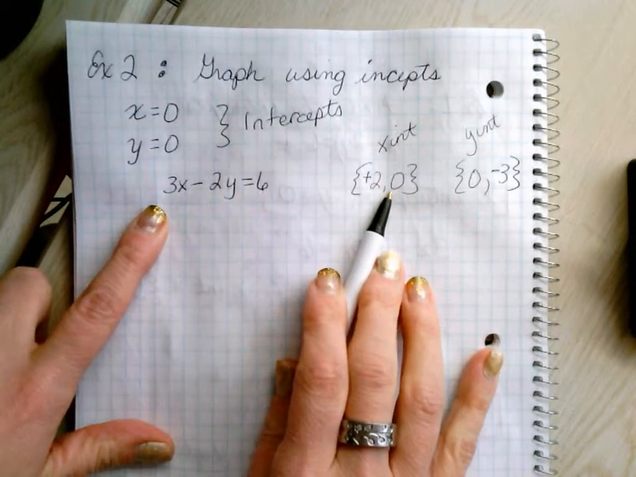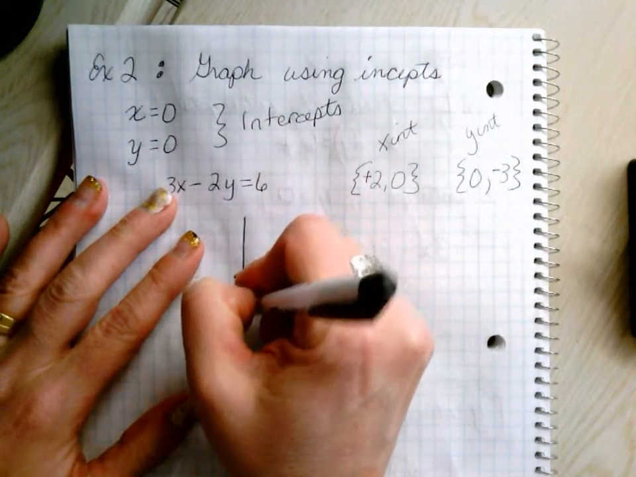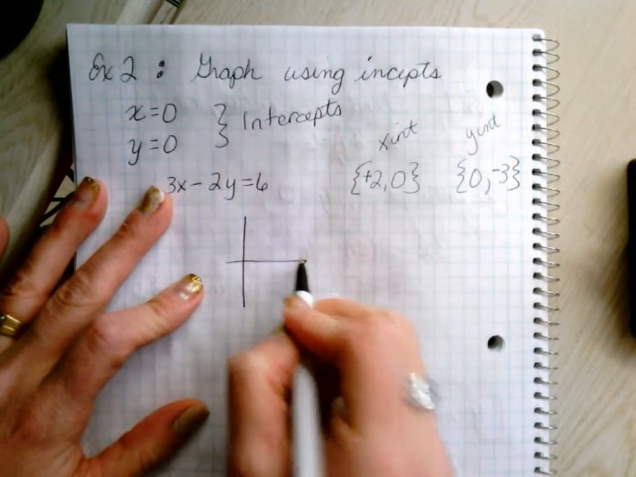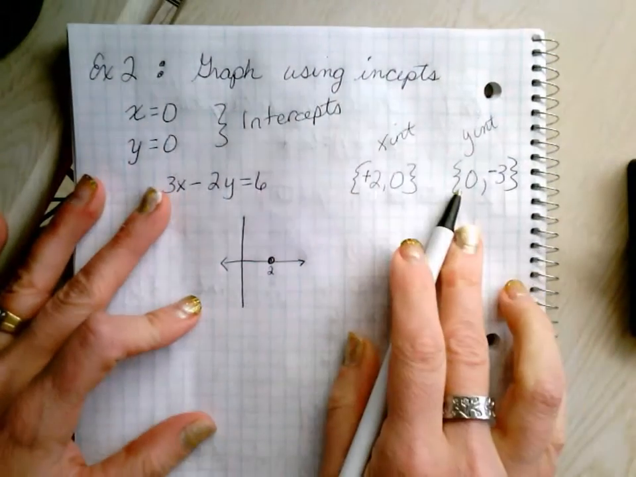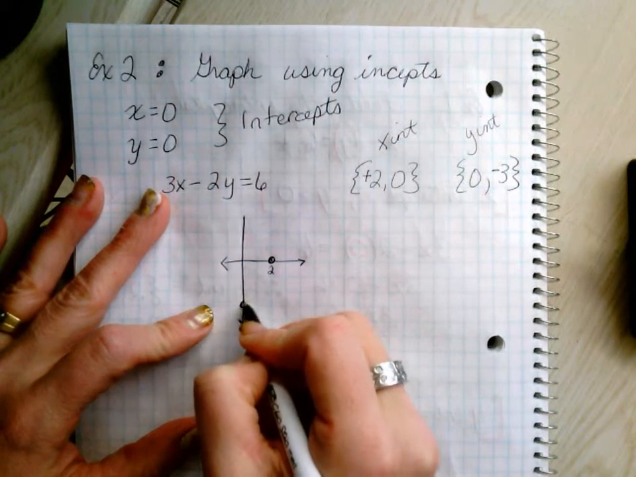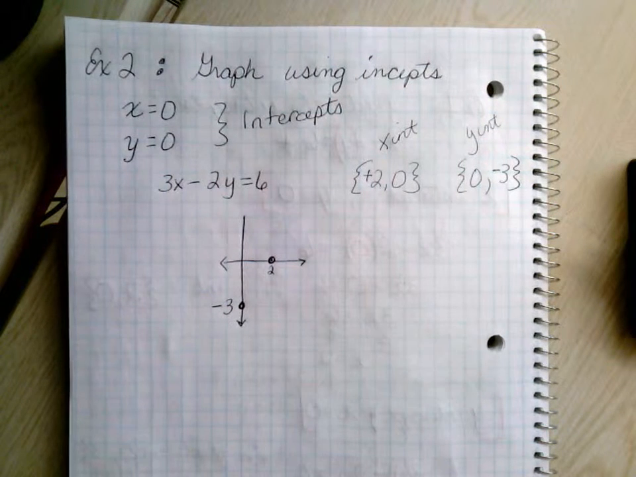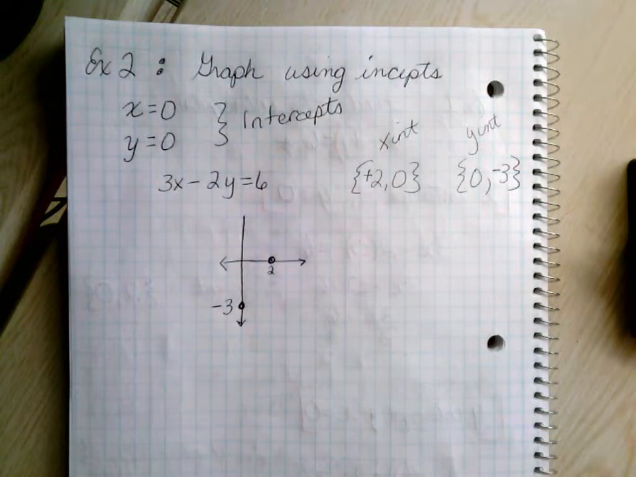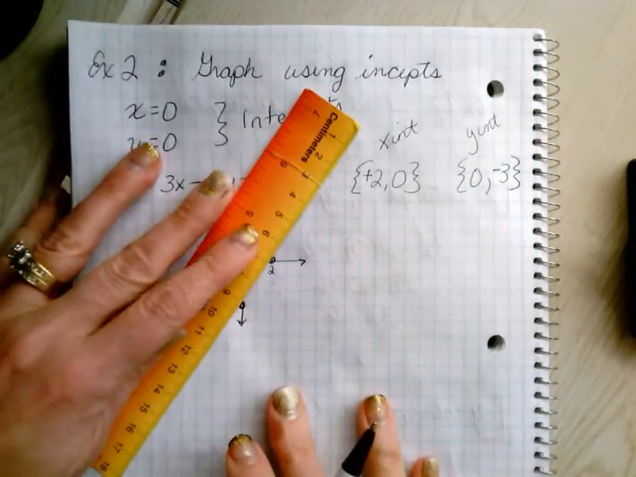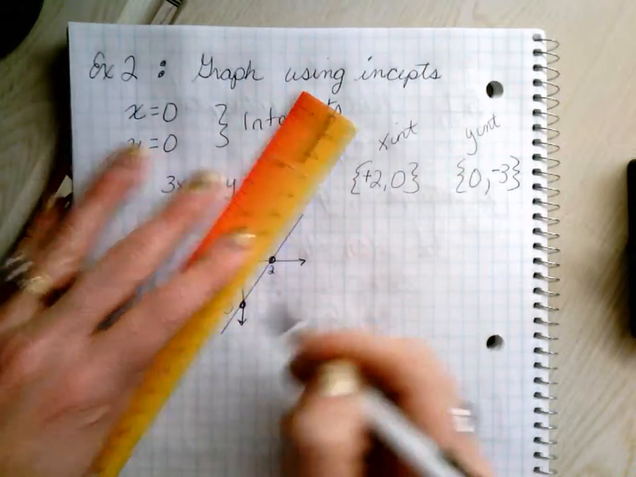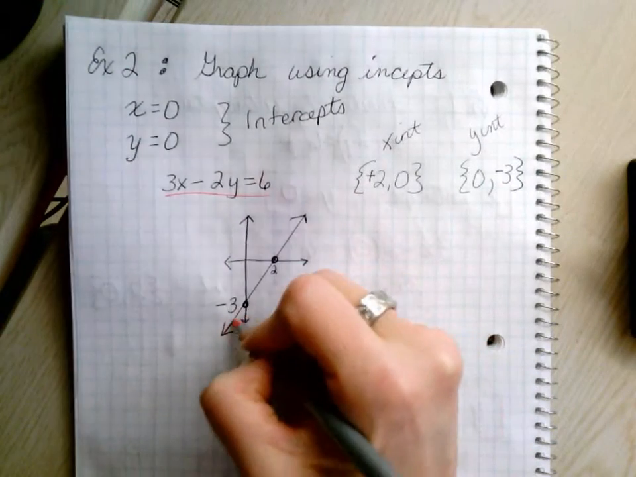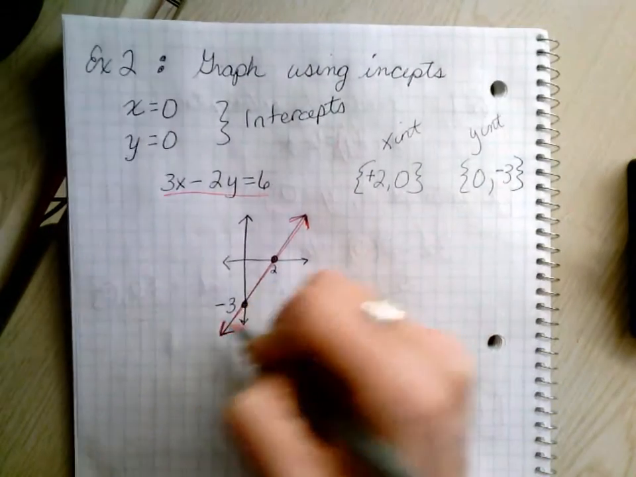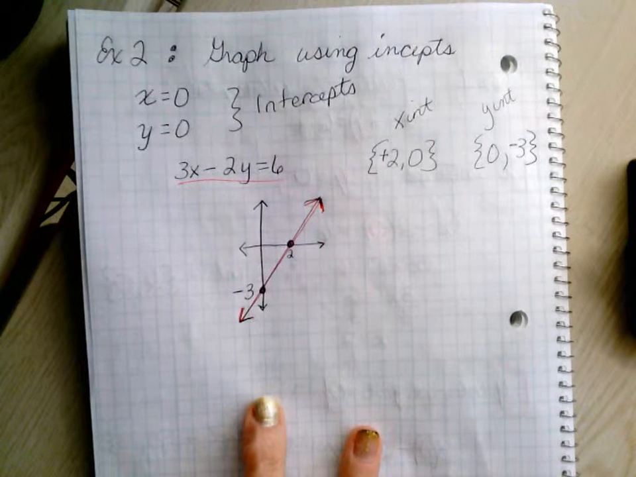So if I graph these 2 points, I'm going to have a graph that looks something like this. I'm only going to graph the right-hand side. Over 2, up 0, and over 0, down negative 3. Do you see how I'm just kind of cheaply labeling this? I'm not labeling every single line. That's okay as long as you have the right points. Connecting these 2 points is the graph of 3x minus 2y is 6. Okay? I used my intercepts that I had already done in example 1, and I graphed.